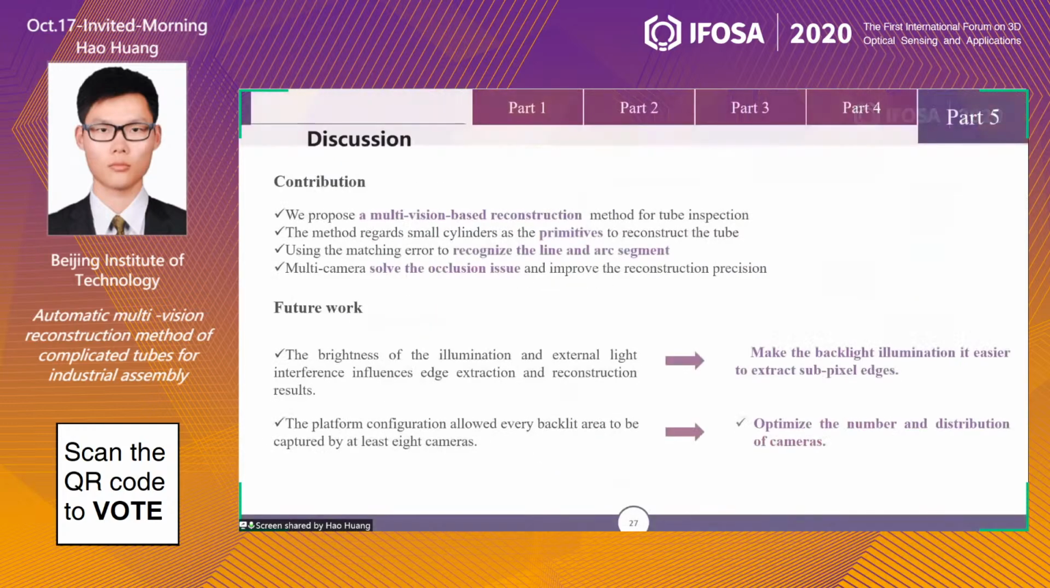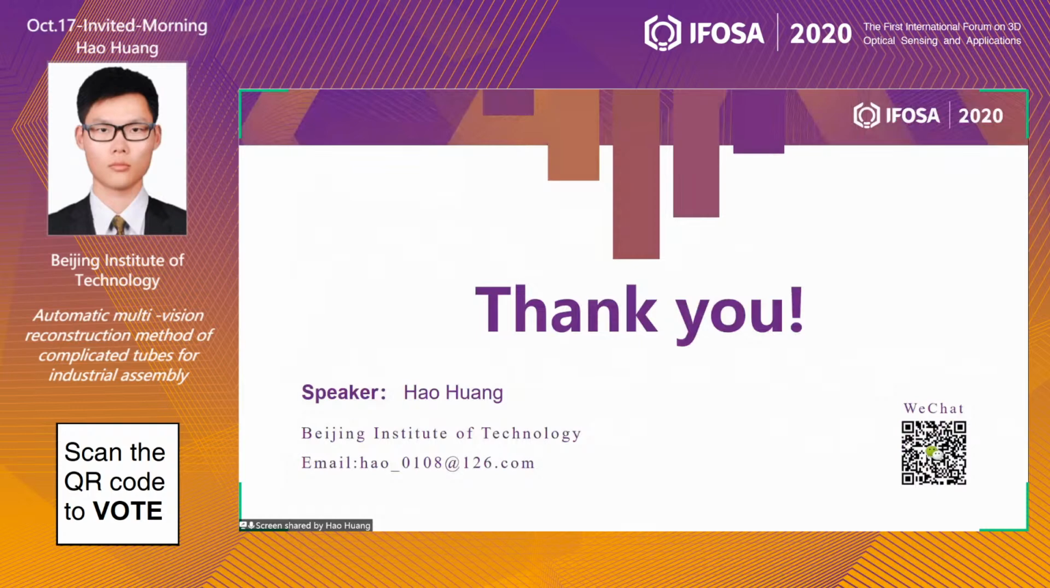The last part is discussion. We propose a multi-camera-based reconstruction method for tube inspection. The method regards small cylinders as the primitives to reconstruct the tube, and we use the matching error to recognize the line and arc segments. Also, multiple cameras solve the occlusion issue and improve the reconstruction precision. In the future, we will make the backlight illumination better so it's easier to extract the subpixel edges, and also we will optimize the number and the distribution of the cameras. That's all. Thank you.